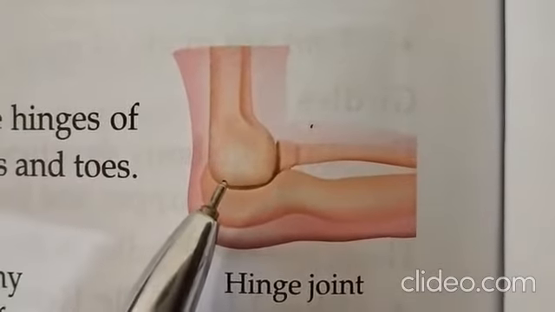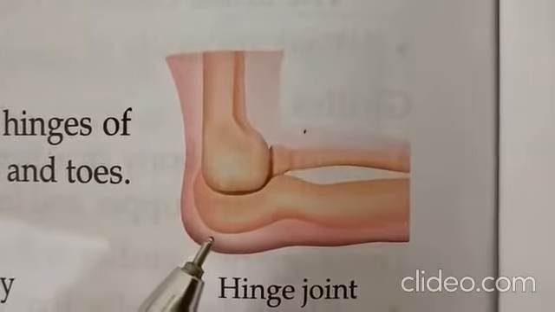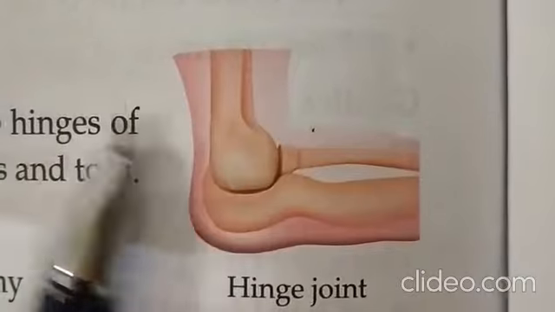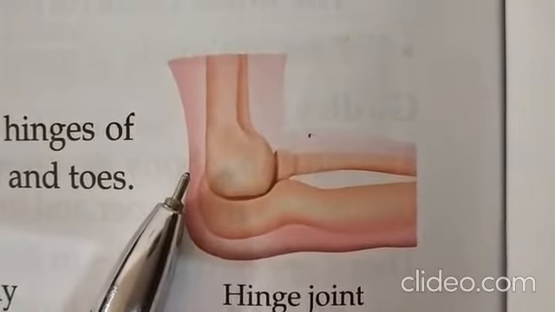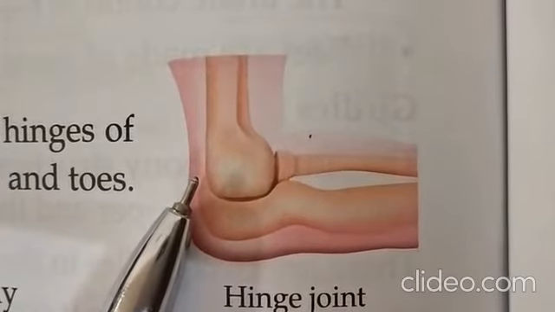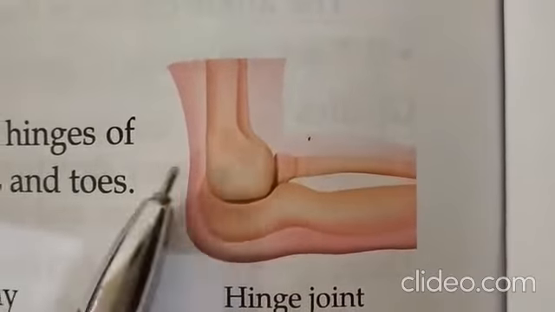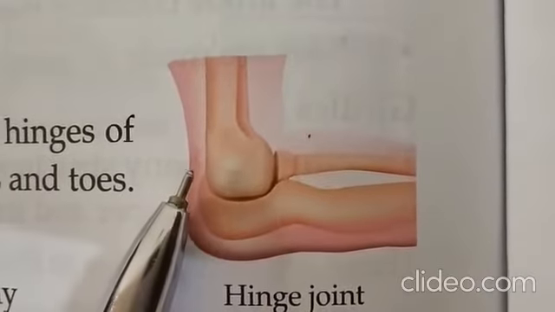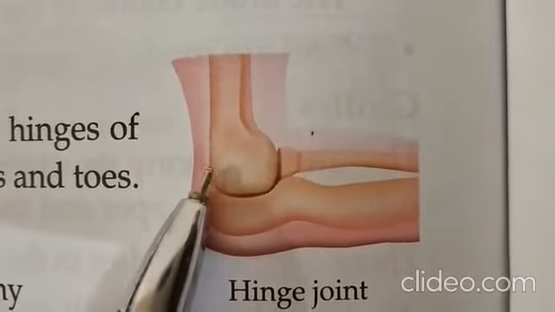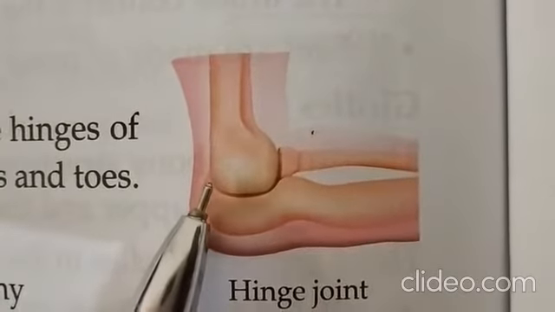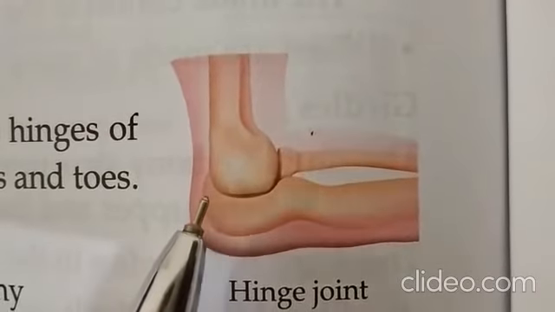Now I would like you all to open your fingers and close your fingers. As you can see, they open and close only in one direction. You cannot turn it towards the right and the left. If you force it, then it will break. So hinge joints are joints which move only forward and backward, back and forth. Where are they present? They are present in the knee, elbows, fingers and toes.